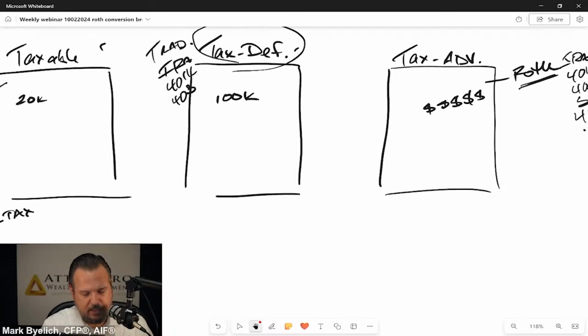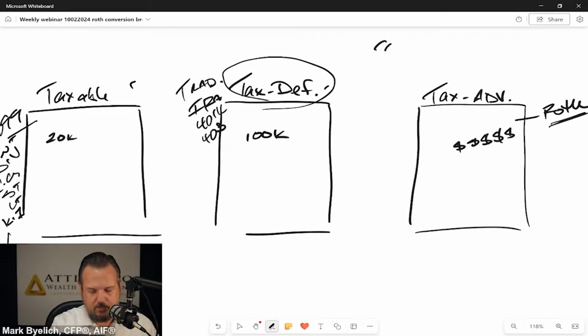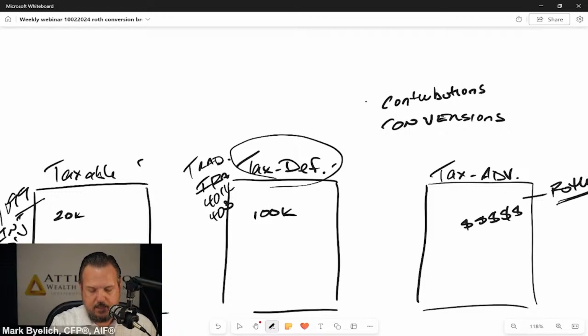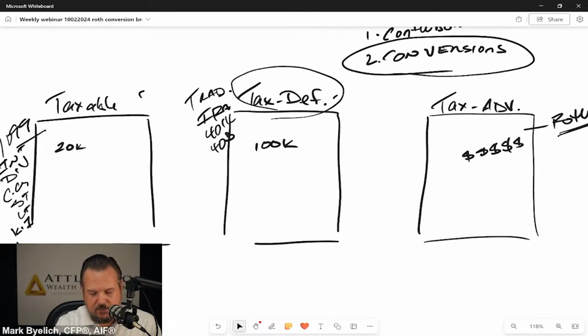So what are we talking about when we're talking about conversions? There are two ways to get money into Roth. One of them is contributions, and the other is conversions. Today we're going to talk about conversions. The tax code allows us to take a distribution from an IRA and deposit it in a Roth IRA, and all we have to do is pay tax on that. Figuring out how much we're going to convert every year is kind of the art and the science behind how we move funds, but we're just going to use the numbers we have in front of us to talk about this break-even and opportunity cost.